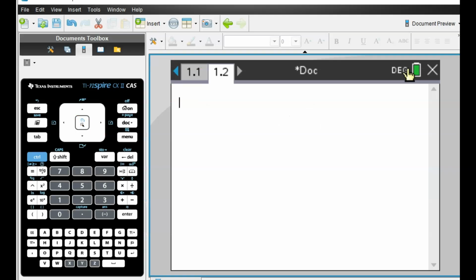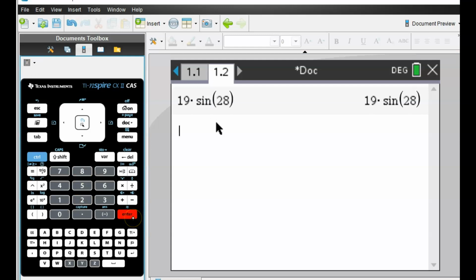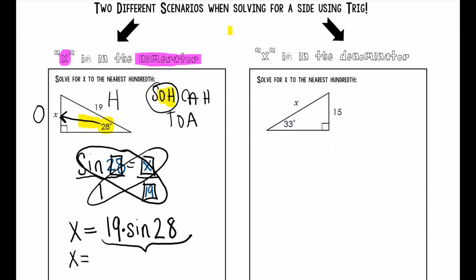So I'm going to go back into my calculator. I'm going to type in 19, and then you hit the trig function. You pick sine, and it was 28 degrees. Okay, my calculator is the CAS, so it doesn't give me the decimal unless I convert it to a decimal. So there you go, 8.9199. All right, it's set to the nearest hundredth. So 8.9199 to the nearest hundredth is going to be 8.92. So that'll be our answer for this problem, 8.92.